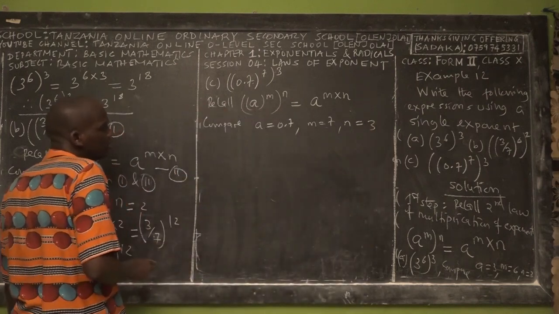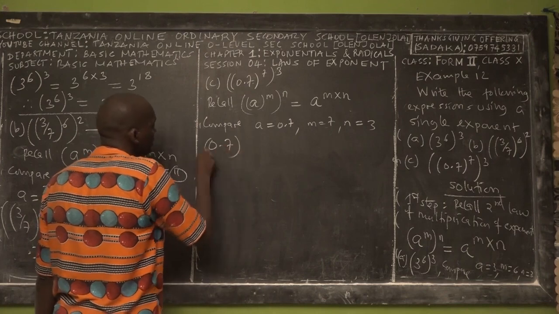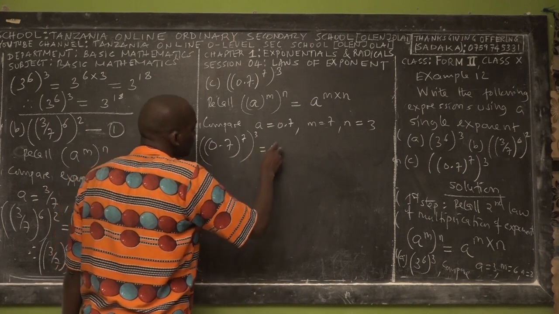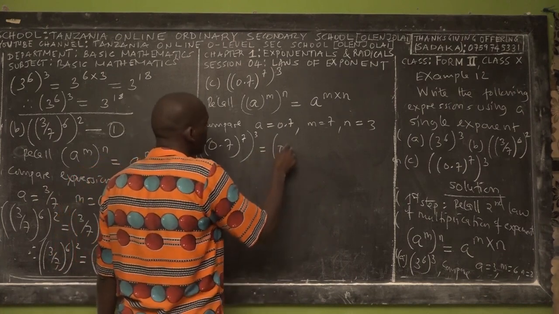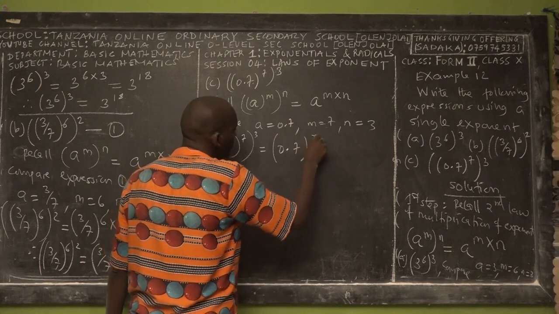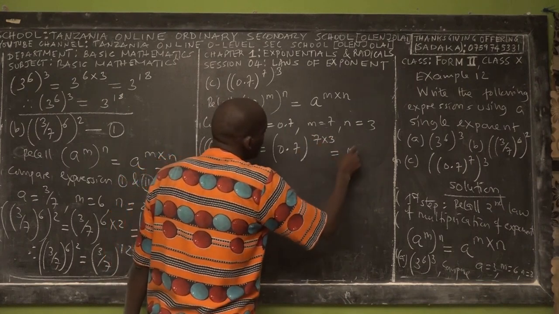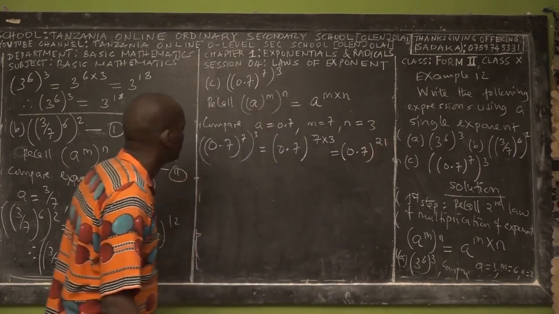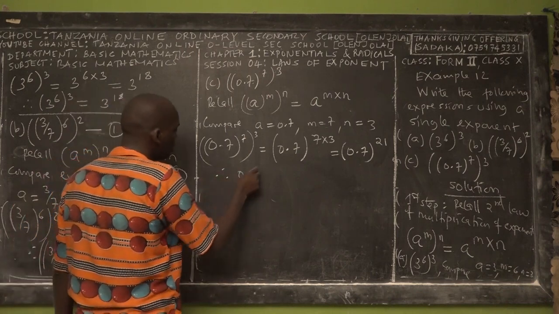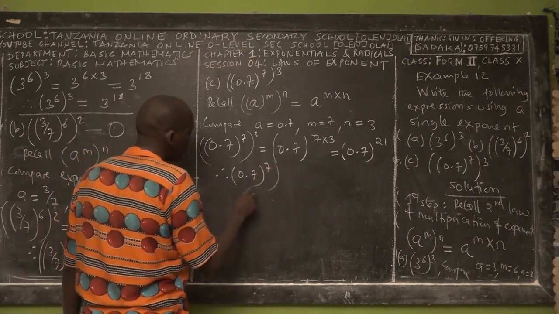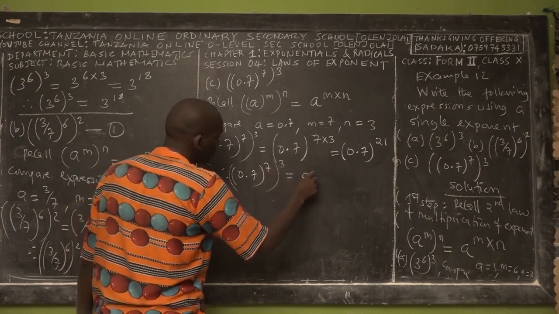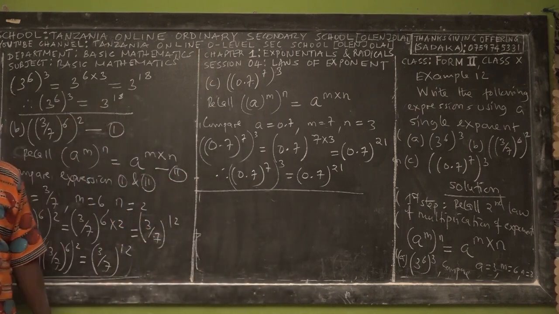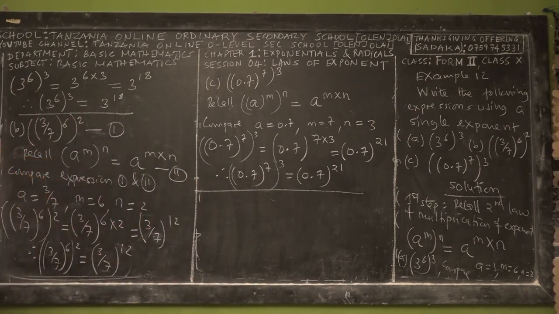In this case, we have 0.7 power 7 power 3. This is equal to 0.7 power 7 times 3. The answer is equal to 0.7 power 21. So the response: 0.7 power 7 power 3 is equal to 0.7 power 21. Mathematics is beautiful.